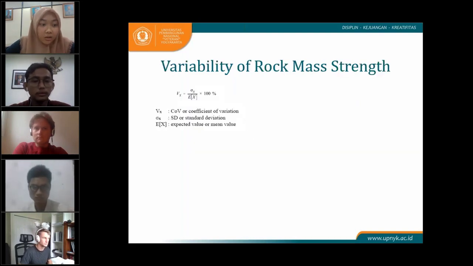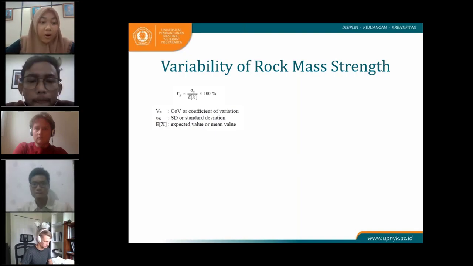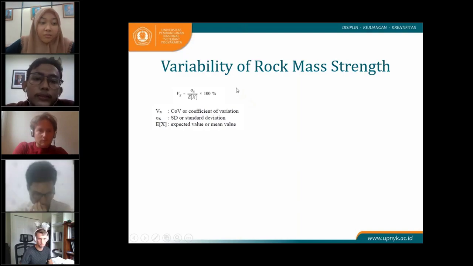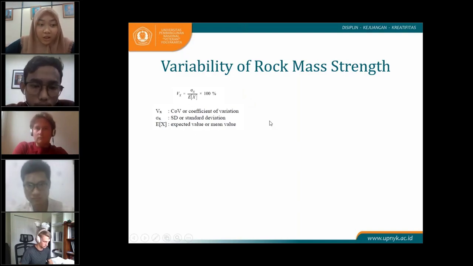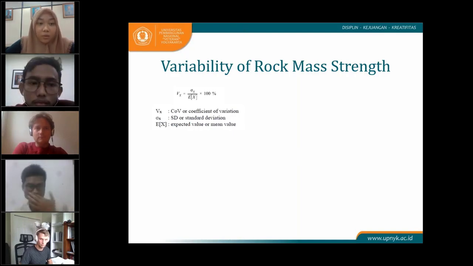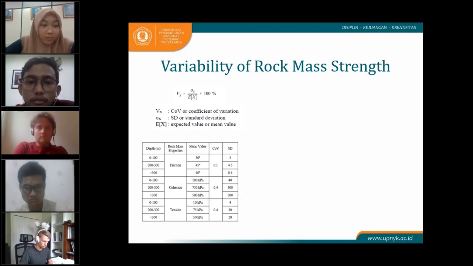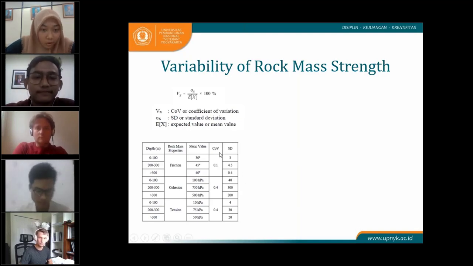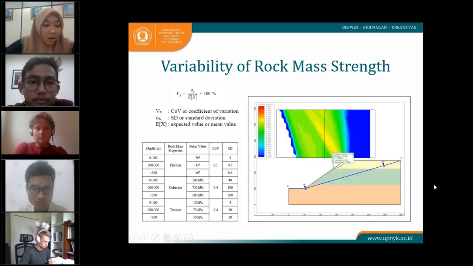And the coefficient of variation from this case study describes the variability of rock mass, and this parameter shows an uncertainty value in a random variable. Therefore, we should change the coefficient of variation to standard deviation through this equation, because the standard deviation could represent the distribution of a random value in order to allow a minimum or maximum to be determined. And then this is the tabulation of variability data, covariance and standard deviation, classified by depth in friction angle, cohesion, and tension. And this is the result from computing the probability of failure with Slide.